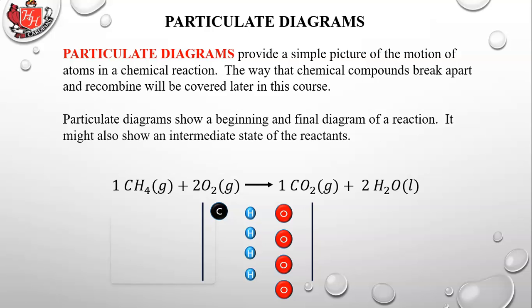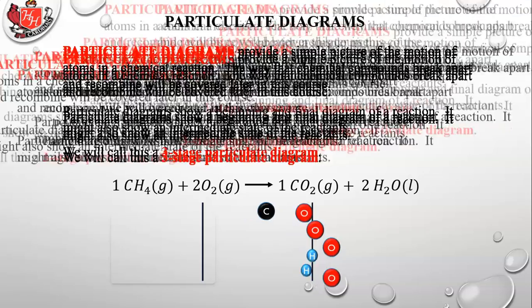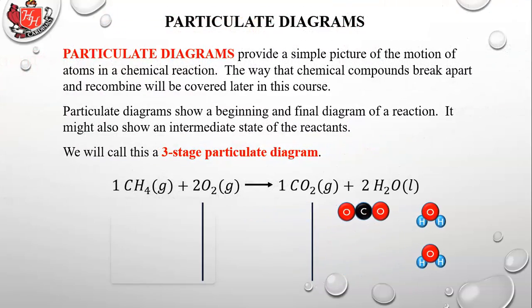Now what they're going to do is they're going to recombine over there on the right. And we will call this a 3-stage particulate diagram. You have your reactants on the left, the intermediate state in the middle, and then over what you see now are the products: 1 carbon dioxide and 2 water molecules, or 1 mole of carbon dioxide, 2 moles of water.